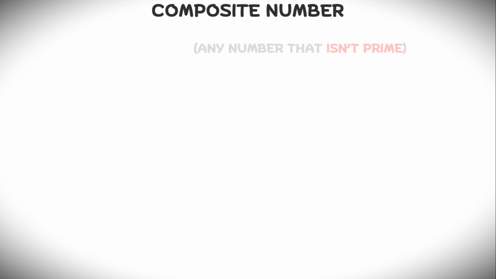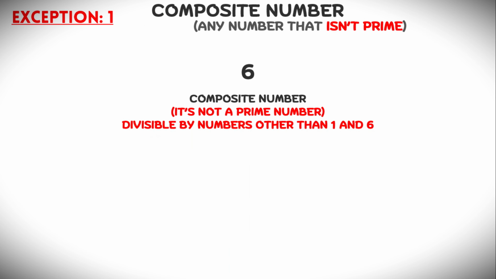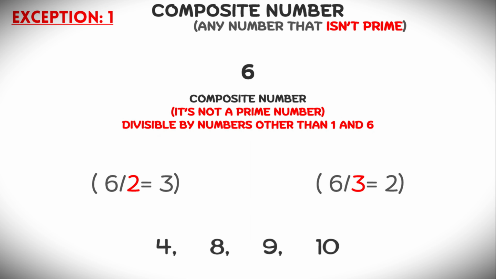Now, a composite number is basically any number that isn't prime, but again, 1 is the exception and isn't a composite number either. So 6 would be a composite number because it's not a prime number, or in other words, it's divisible by numbers other than 1 and 6, in this case, 2 and 3. So numbers like 4, 8, 9, and 10 would also be composite numbers because none of these are prime.